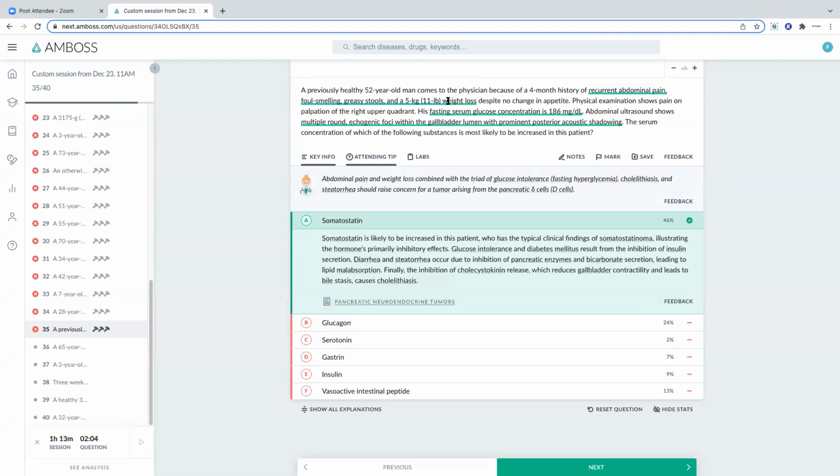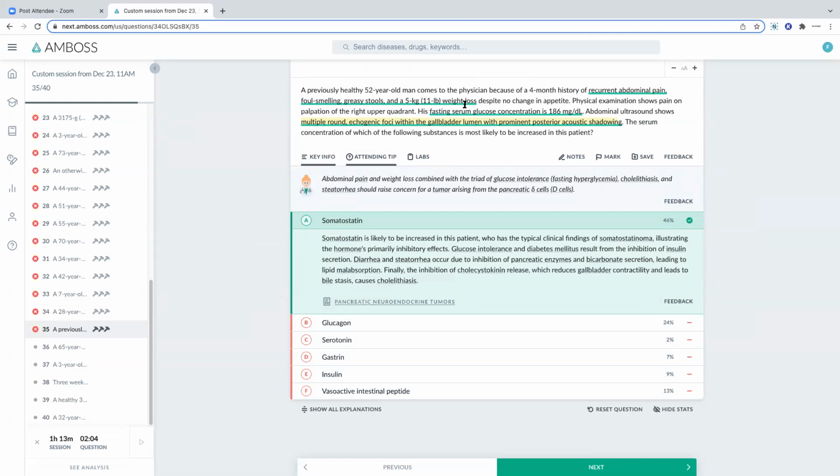Recurrent abdominal pain, greasy stool, multiple round echogenic foci with prominent posterior acoustic shadow. This shows that there's a tumor of pancreatic delta cells. That's why. Okay, another thing is, if you do not want to make the diagnosis based on this, then you can simply see abdominal pain, greasy stools, and weight loss.